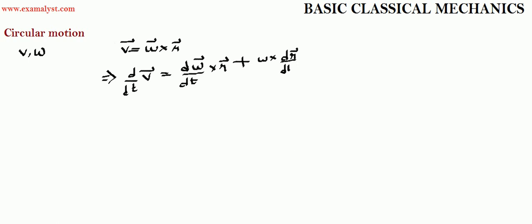Now you'd say, hey, what is this? The radius is not changing with time, so it has to be 0. How can you even write dr by dt, since we are considering a circular motion where the radius is not changing with time, so it has to be 0. But this is not the case.